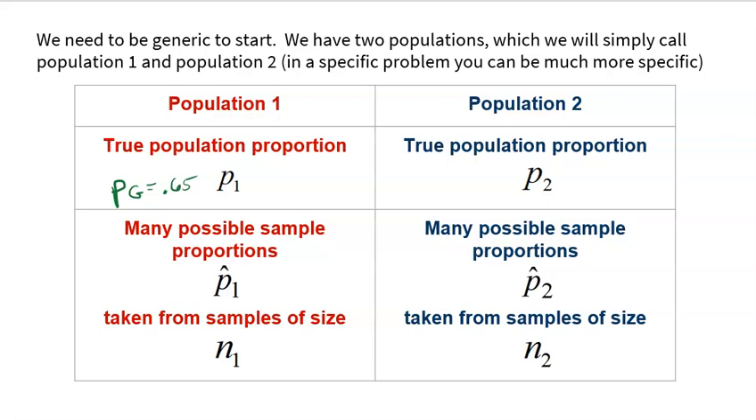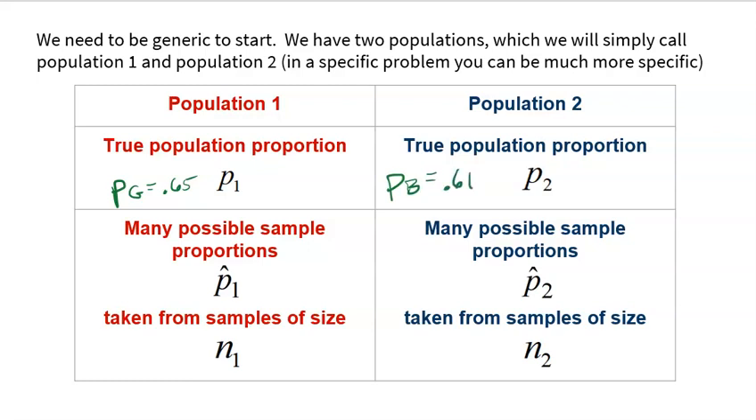Okay, great. So again, I'm using a G for girls because that's what you would do in an actual problem. But again, we've got to just be using 1s and 2s to be general here. So then when it comes to the boys, maybe again I read this in some education journal, the true proportion of boys that do their homework is 0.61.